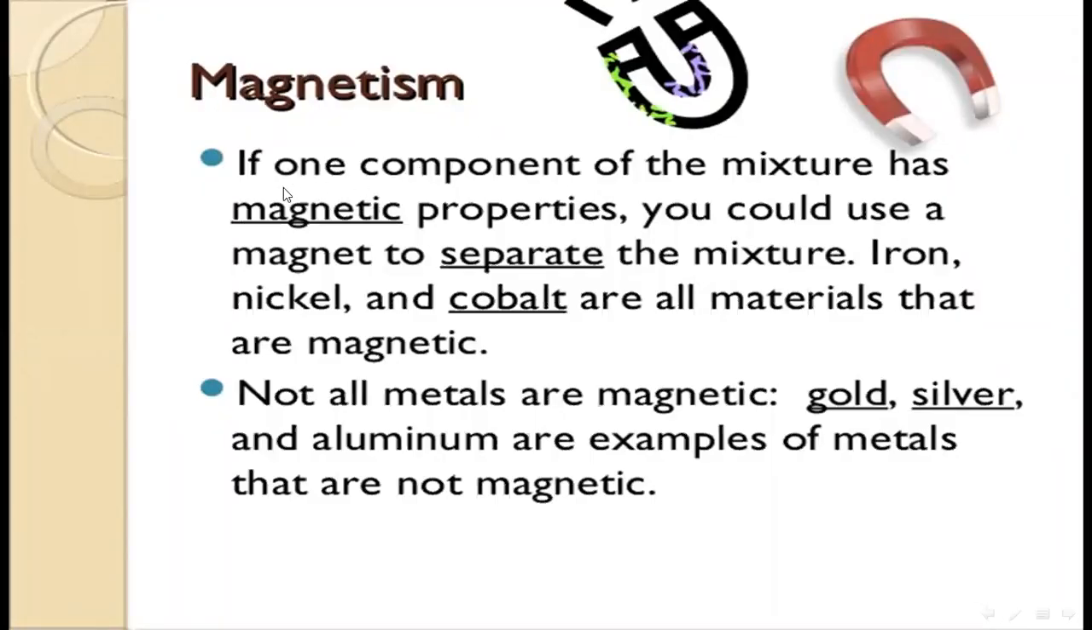Next, see magnetism. If one component of the mixture has magnetic properties, you could use a magnet to separate the mixture. Iron, nickel, and cobalt are all materials that are magnetic. Not all metals are magnetic; gold, silver, and aluminium are examples of metals that are not magnetic. If you want to separate gold or silver from a sand or sulfur mixture, you don't use a magnet because they have no magnetic properties.